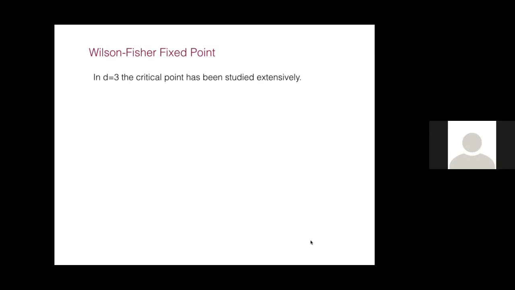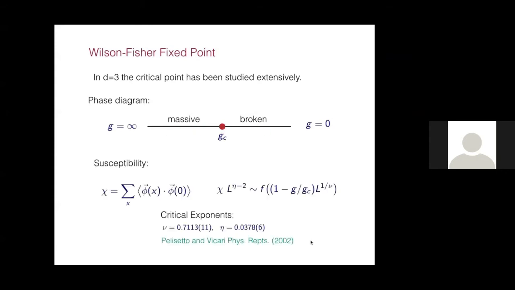So if you wanted to reproduce the Wilson-Fisher fixed point, this should have been D equals 2, for example. In D equals 2, this critical point has been studied extensively, right? So as I told you, there are 2 phases of the theory. One is the symmetric phase and one is the broken phase. And all you need is to find a quantum critical point that separates these 2 phases.